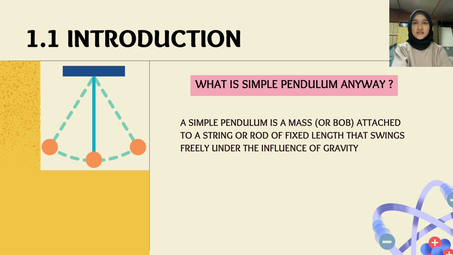Okay, what is a simple pendulum? A simple pendulum is a mass attached to a string of fixed length that swings freely under the influence of gravity. When the pendulum is set to swing, it is discovered that the time of swing is constant for a given pendulum length and is unaffected by the bob's weight or the size of the arc.